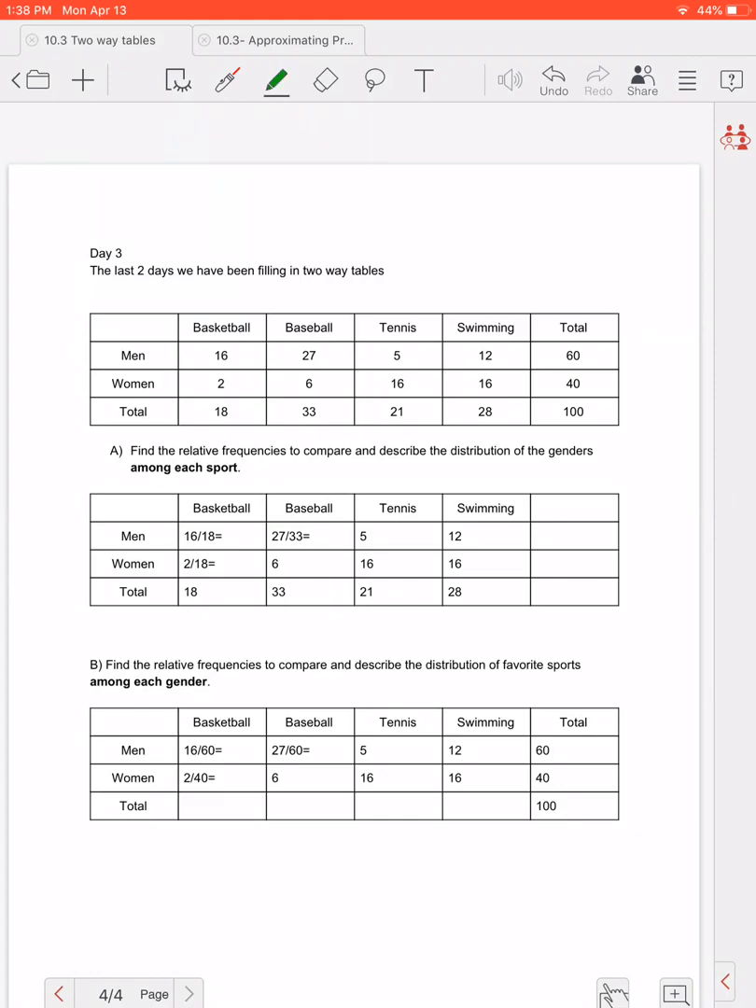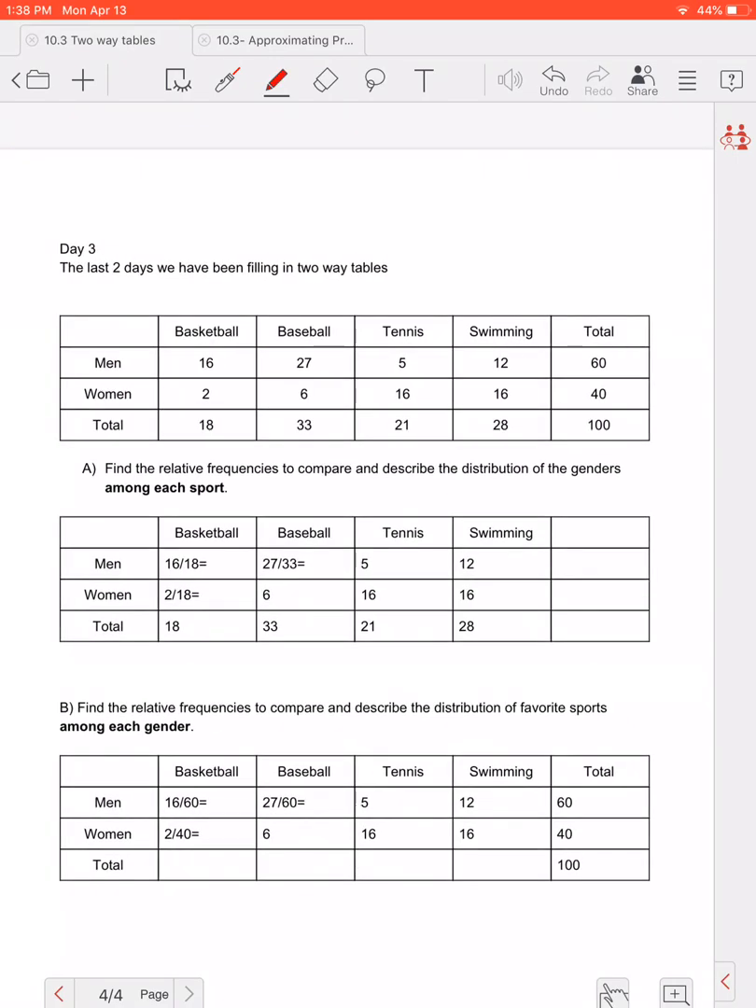Now we talked about this earlier in the chapter, kind of reviewing from Math 7. Now we're going to have a filled-in two-way table for ourselves already, okay? So we have men, women in what sport they enjoy playing, basketball, baseball, tennis, swimming, okay? Now we want to find the relative frequencies. Now there's two ways to find the relative frequencies.